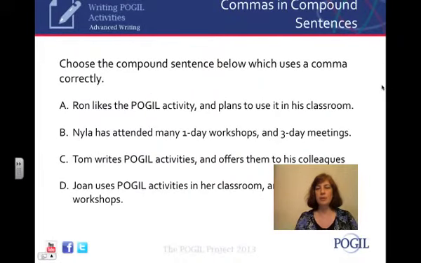So it starts with a warm-up. This is the warm-up question. During the session, the participants are going to be building an activity that addresses how to use commas in compound sentences. So we just want to know how much people know about using commas in compound sentences in this rule. So you'll have them look at these questions and select what they feel is the correct answer. I'll give you a second to do that.